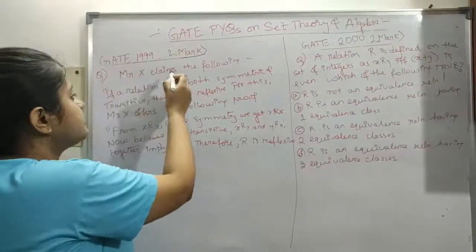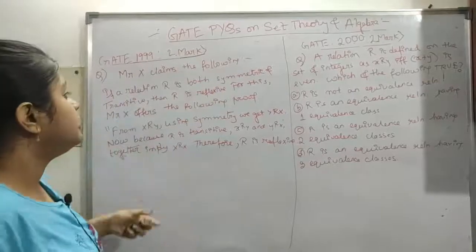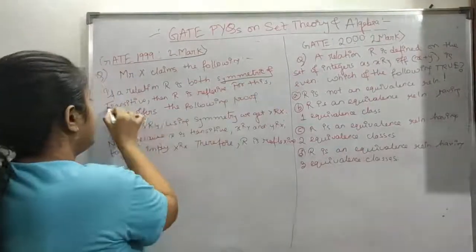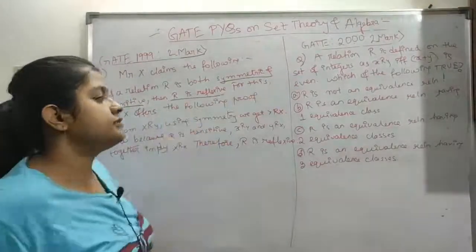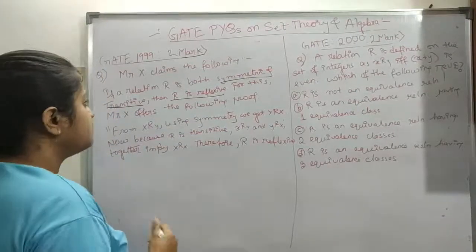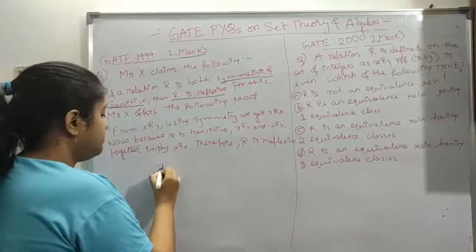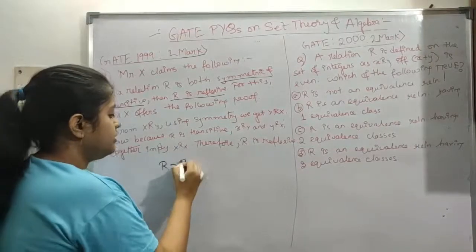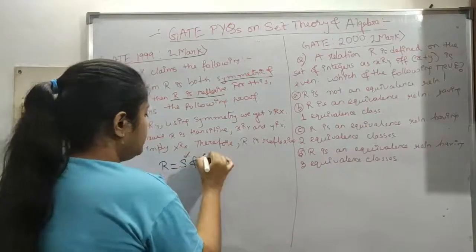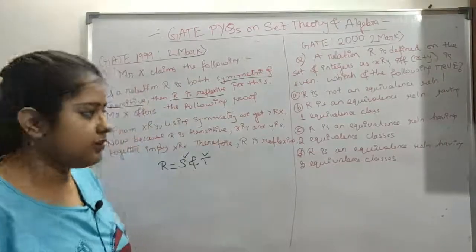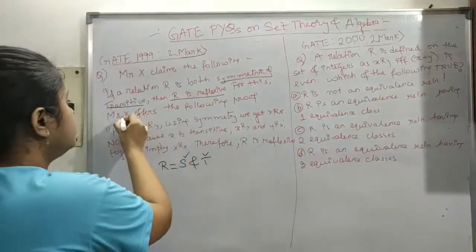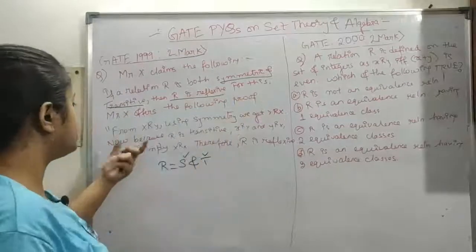Let's say Mr. X claims the following: if a relation R is both symmetric and transitive, then the relation R is reflexive. We have already seen this is wrong, but he has given us a proof. Our relation is already symmetric and transitive. So for this, Mr. X offers the following proof. What is the proof here?